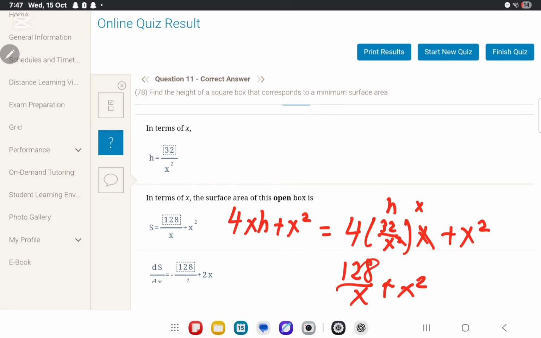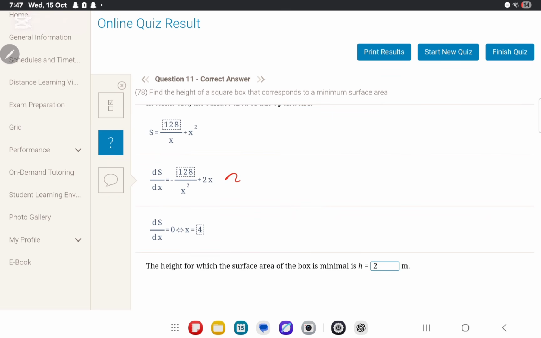Okay, now differentiate this, so you're gonna get this as your derivative. Set it equal to 0, you're gonna get x equals 4, right? Because you're gonna set this equal to 0, take this to the other side and cross multiply. You guys know how to do this by now. So you got x equals 4, and at x equals 4, what is this gonna give you? So negative 128 over 4 squared plus 2 times 4.